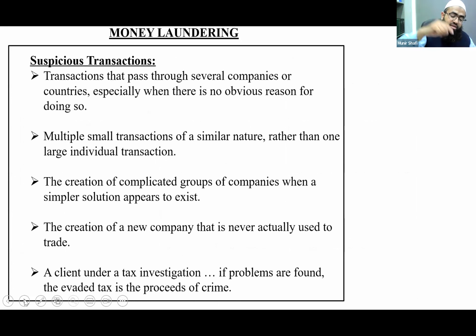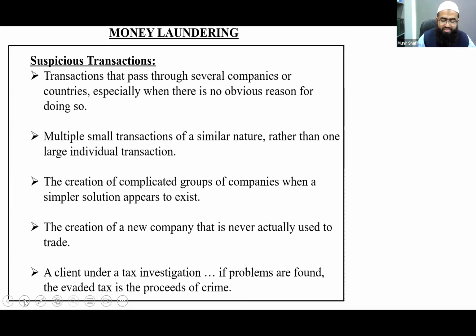Transactions that pass through several companies or countries, especially when there is no obvious reason. The amount goes to one country, another country, and then back to us for no reason. Multiple small transactions of similar nature rather than one large individual transaction, as was discussed. Currency is changed, the amount is converted into a lower denomination foreign currency, and they utilize it.